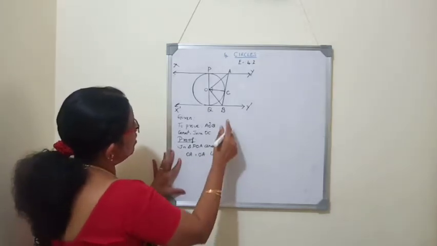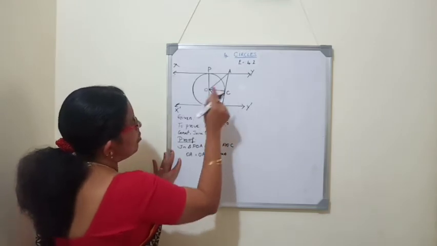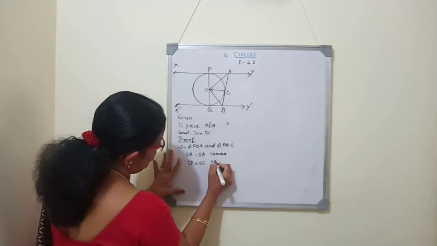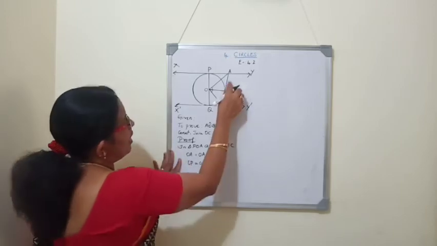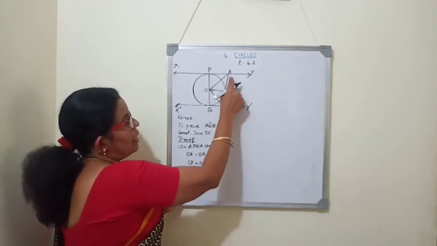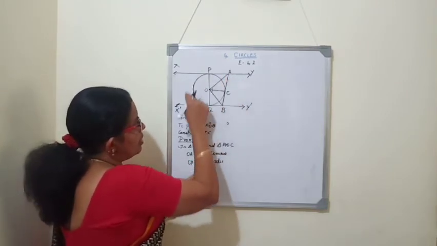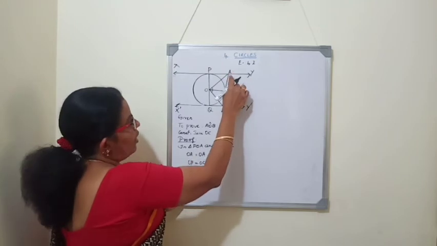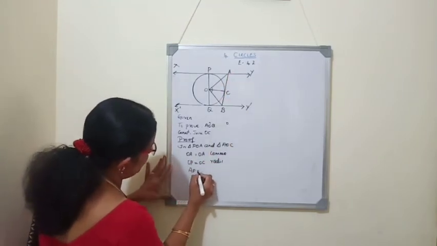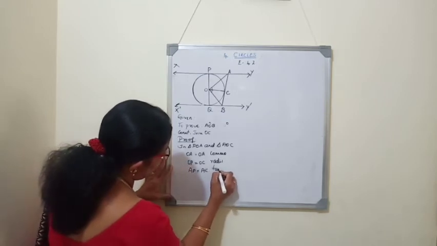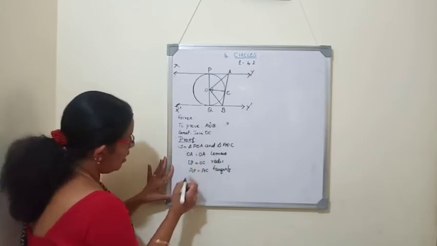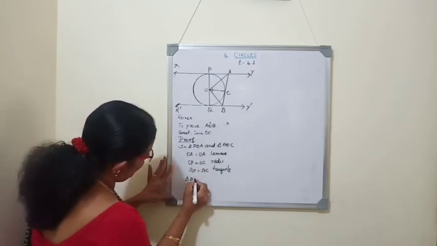Next we can write OP is equal to OC. What is OP? What is OC? They are the radii of the circle. Then we can write AP is equal to AC. What is AP and AC? They are the tangents from the external point to this circle. A is an external point. So AP and AC are two tangents. AP equals AC. Therefore, three sides are equal. Therefore, triangles are congruent by which postulate?